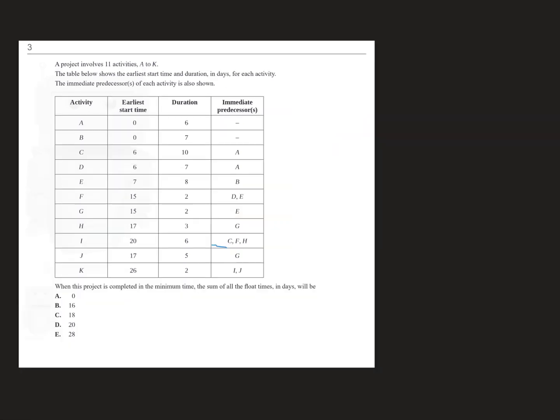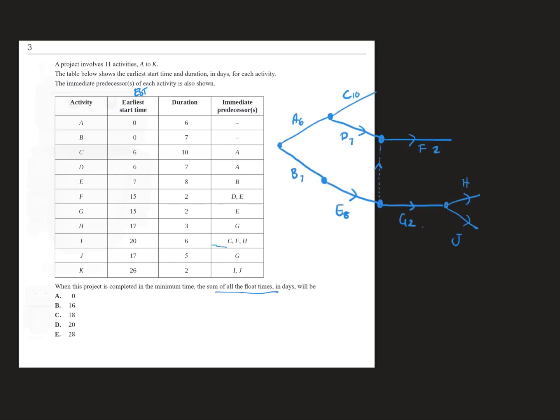Okay, with this question, they want the project completed in the minimum time, and the sum of all the flow times. We've got the earliest starting time, but we've only got the duration. Now, this is a continuation from the previous question, which we'd already started drawing, so I'm going to go grab it. Okay, so I'm going to keep on adding.